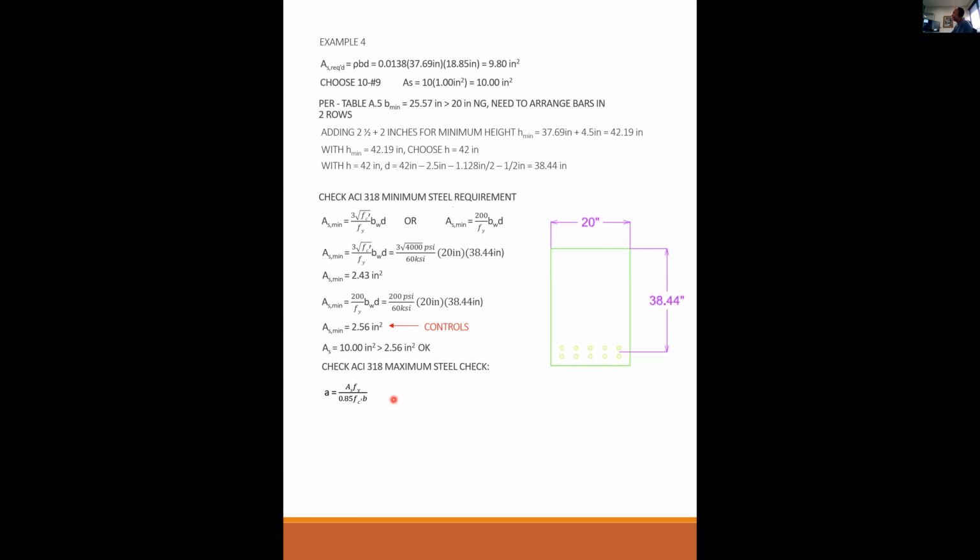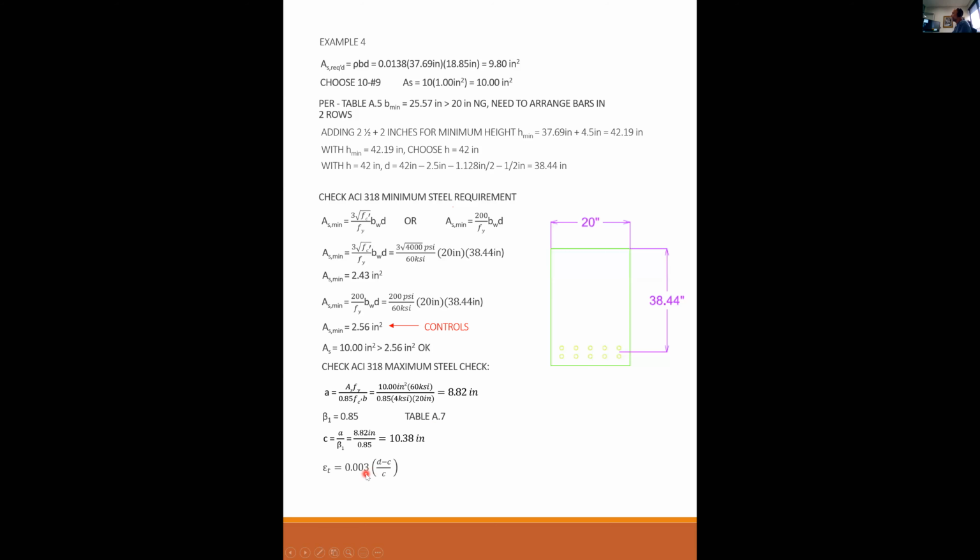Okay, so let's calculate epsilon sub t. We need to find a. a is As fy over 0.85 f'c b. I plug in my values. I get 8.82 inches. Beta 1 is 0.85. I grabbed that from the table. So c is a over beta 1, which is 10.38 inches.